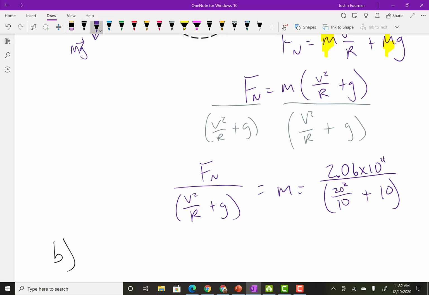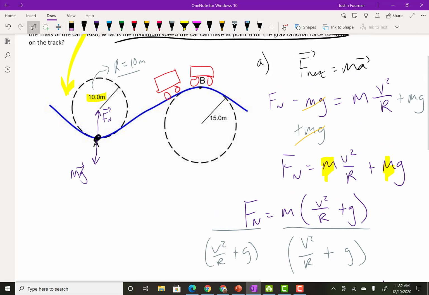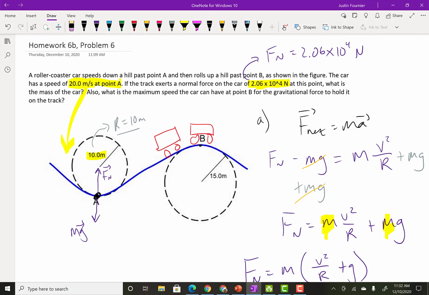I'm just calling g 10. So plug this really quickly into my calculator. What do we got? 20 squared divided by 10 plus 10, so it's 50, and then we got 2.06 times 10 to the 4 divided by my answer there, and I'm getting about 412. So I'm getting a mass of about 412 kilograms. Hopefully that's right. And then for part B, so finally I'm going back here to part B.